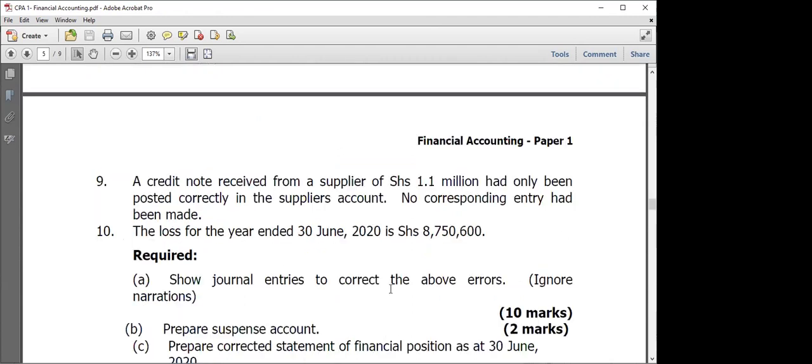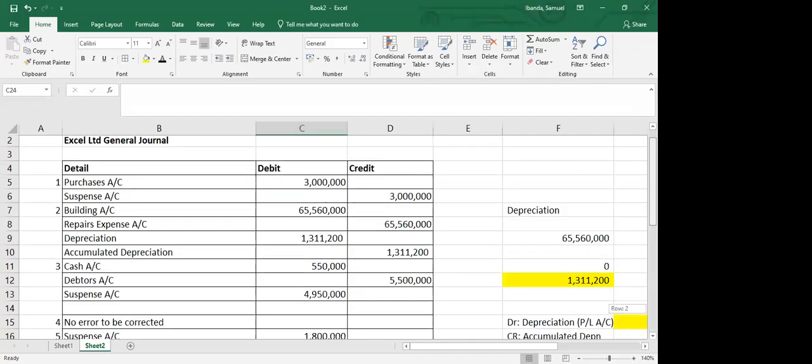So we've done the correction of the errors, the 10 marks. There was a suspense account here. We can just try to go back to our suspense account and see how we can try to get those 2 marks as well.